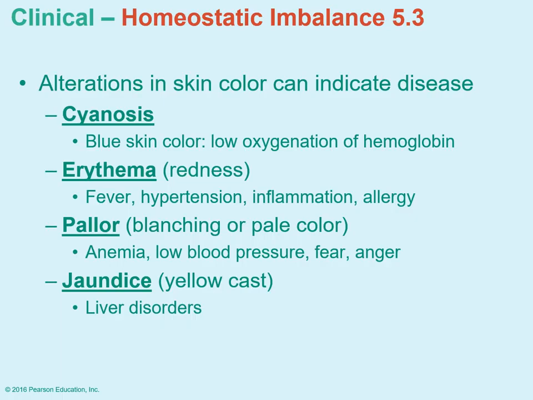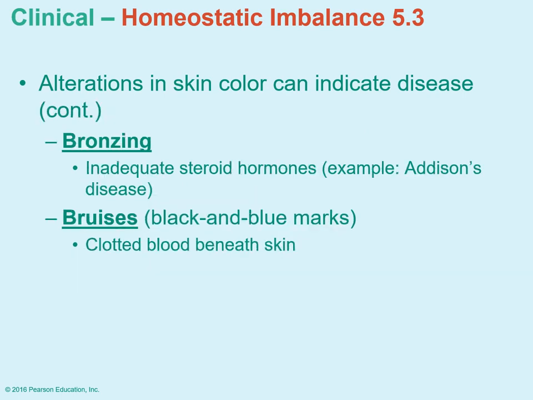Somebody was really frightened. Jaundice is indicative of liver disorders, and that tends to give a yellowish coloring, especially in the whites of the eye. Bronzing is often due to inadequate levels of some of your hormones, such as some of your steroid hormones.